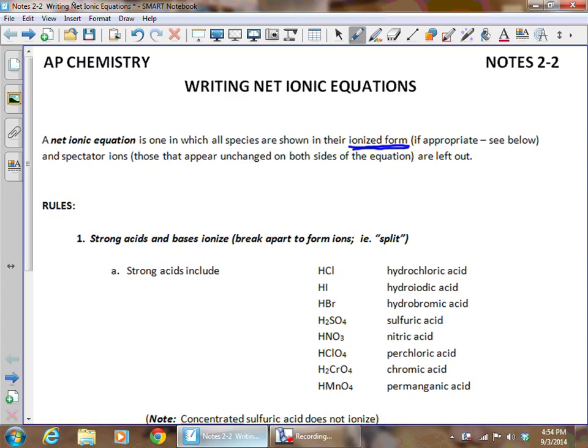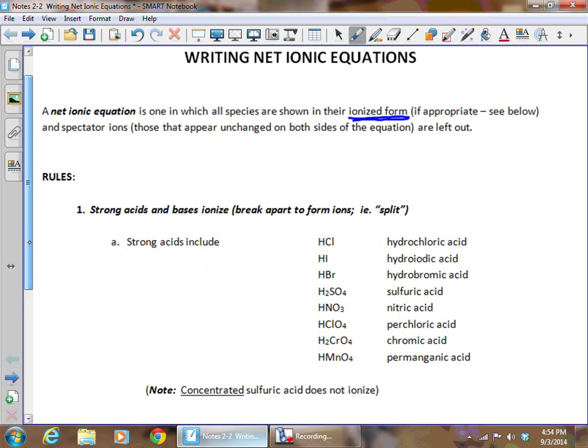Spectator ions are ions that appear unchanged on both sides of the equation, and again, you'll see this in action in just a few minutes. These are left out, hence a net ionic equation. Some of the things you have to know, whether they need to be ionized or not, are covered in the following rules.